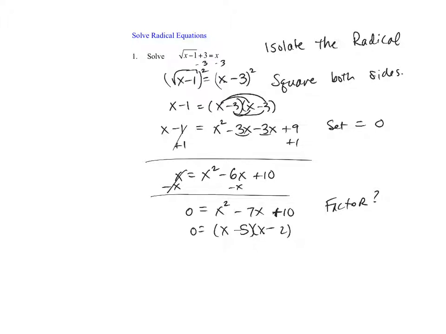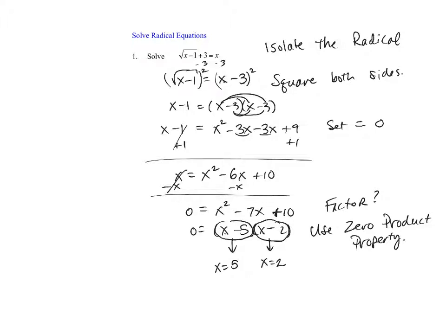And now we're ready for the zero product property. That would give us x is equal to 5, because to get a 0 here we would need a positive 5, and then to get a 0 on this one we would need a positive 2. And there we've got it, done and done.